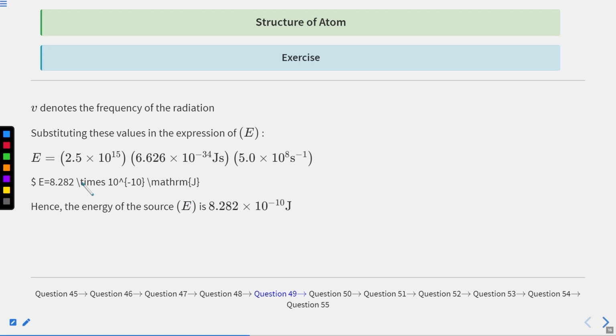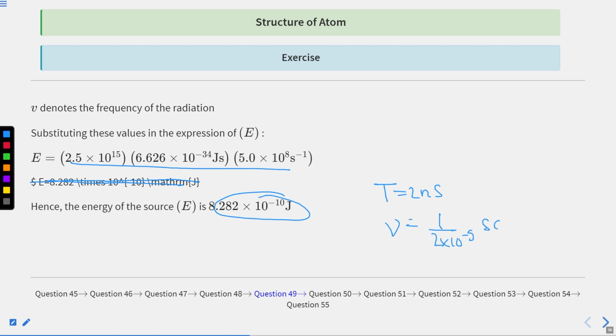So therefore, this is wrongly written. Okay. You calculate this value to get finally this. So the time period was given as 2 nanosecond. From there we have calculated nu as 1 by 2 into 10 to the power minus 9 per second.